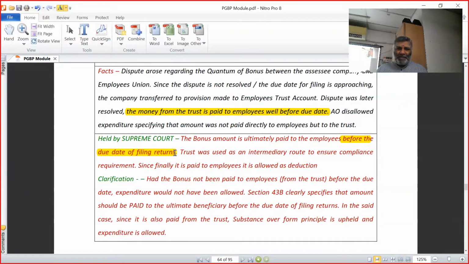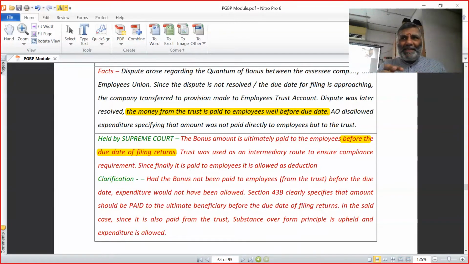43B clearly specifies the amount should be paid. Just now we saw term loan conversion will not be allowed because the amount is not paid. It should be paid to the ultimate beneficiary before the due date. In the said case, it is also paid from the trust, substance over form. In the exam, if they say that it is not paid, you can quote Shawson Chemicals, but there it is said it should have been paid within the due date.